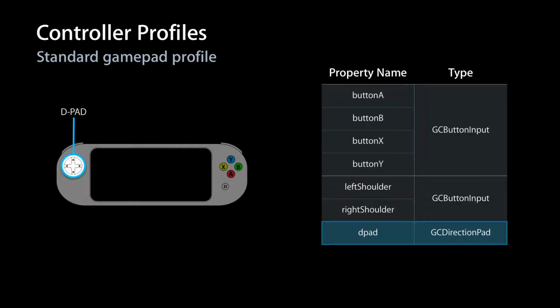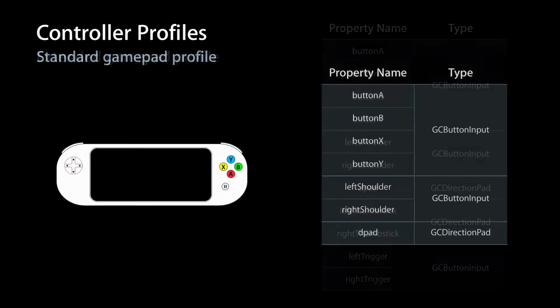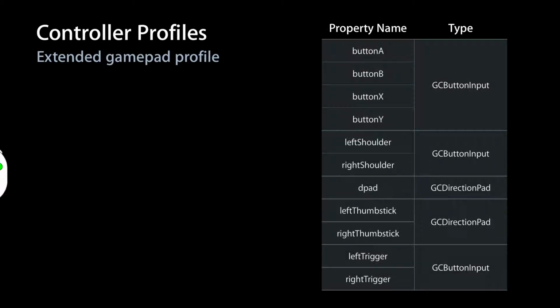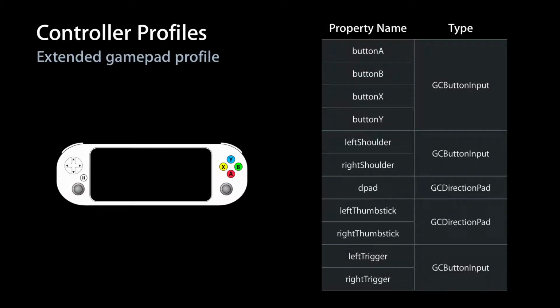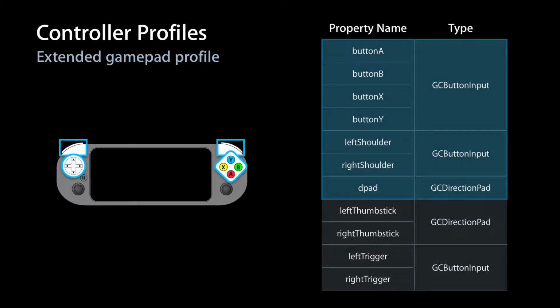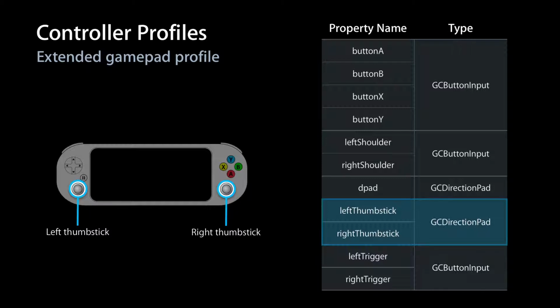Standard gamepad first. A standard gamepad has these four buttons, A, B, X, and Y, and their type, which I'll go into in a second, is GCControllerButtonInput. The left and right shoulders that are on the front of the gamepad are also GCControllerButtonInput. And then over here on the left, you have the D-pad, and that's a different type, GCControllerDirectionPad. Okay, so hold that thought. Here's the other kind of controller.